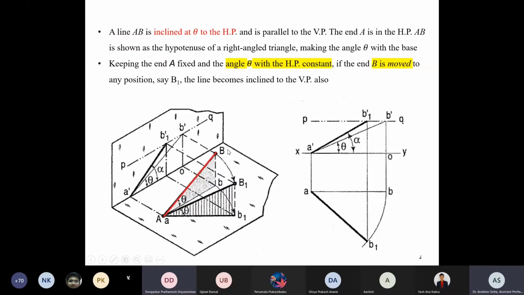Fine. Coming back. This is one slide where I want you to pay attention. We are talking about a line AB which is inclined to the horizontal plane at an angle theta, and it is parallel to the vertical plane. Let us start with that. Now I want to make this line intersecting or inclined to both these planes.